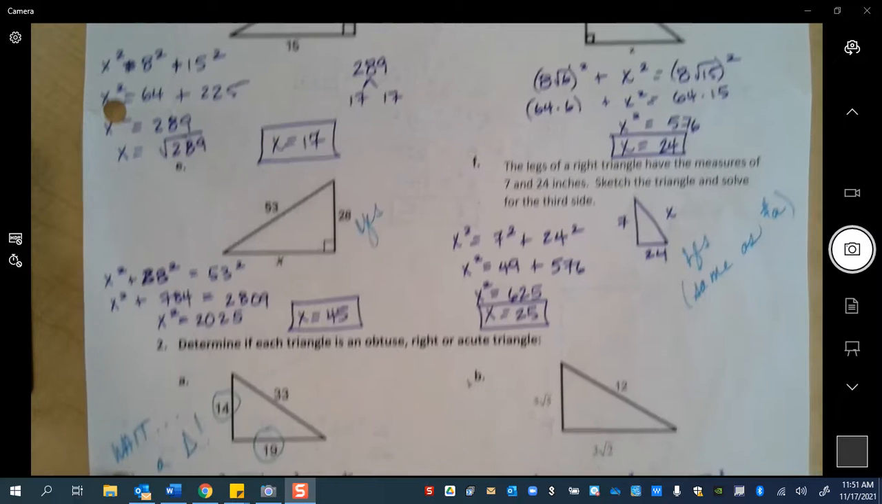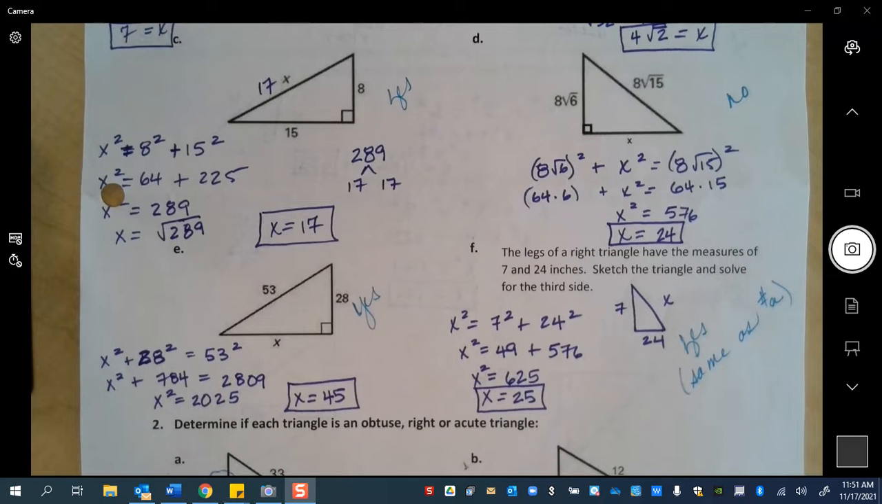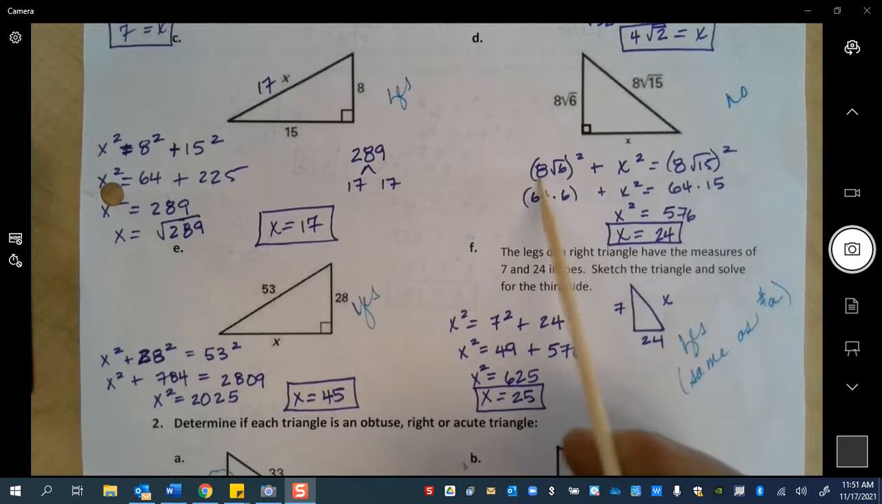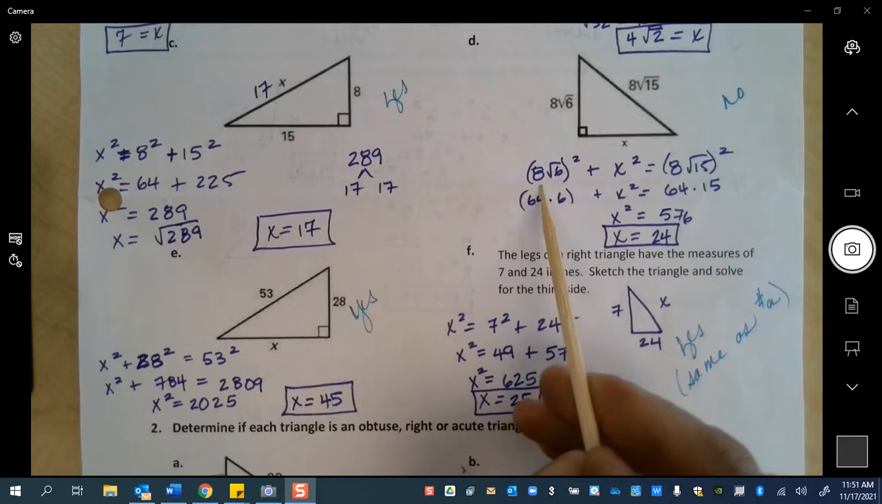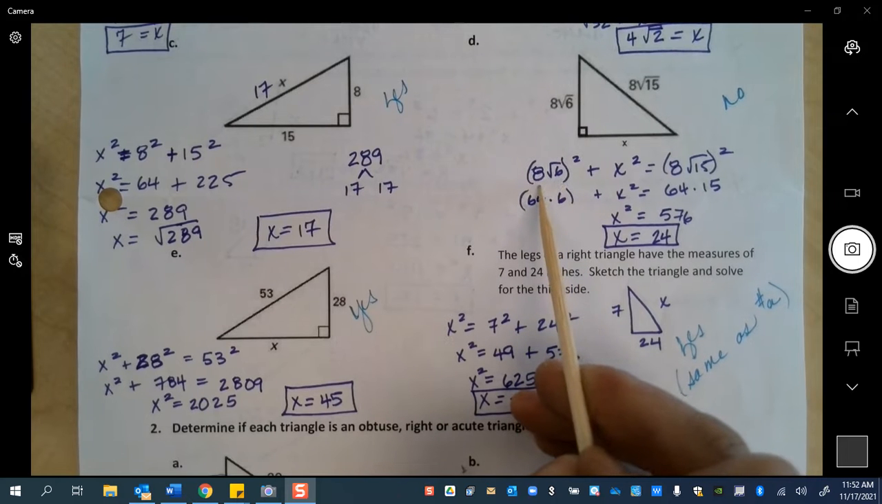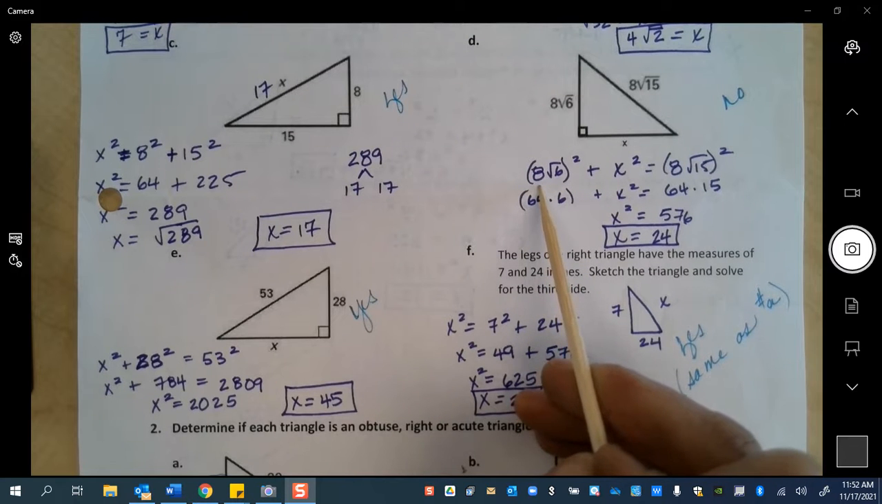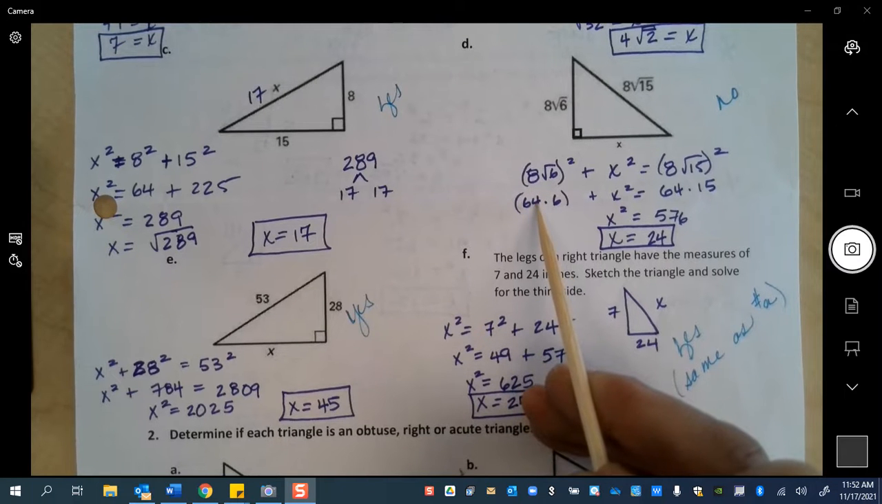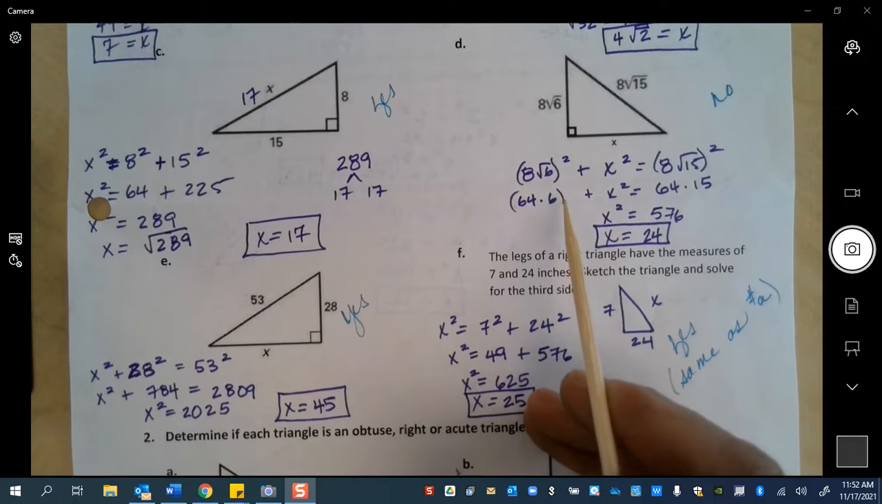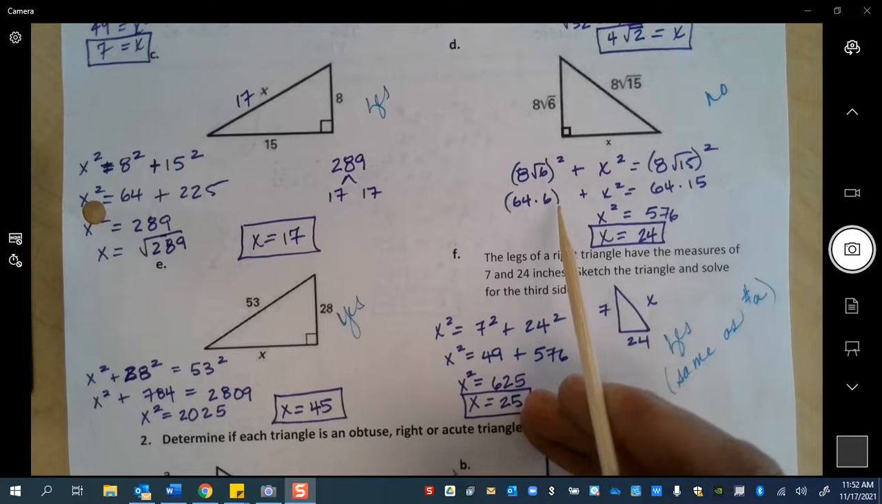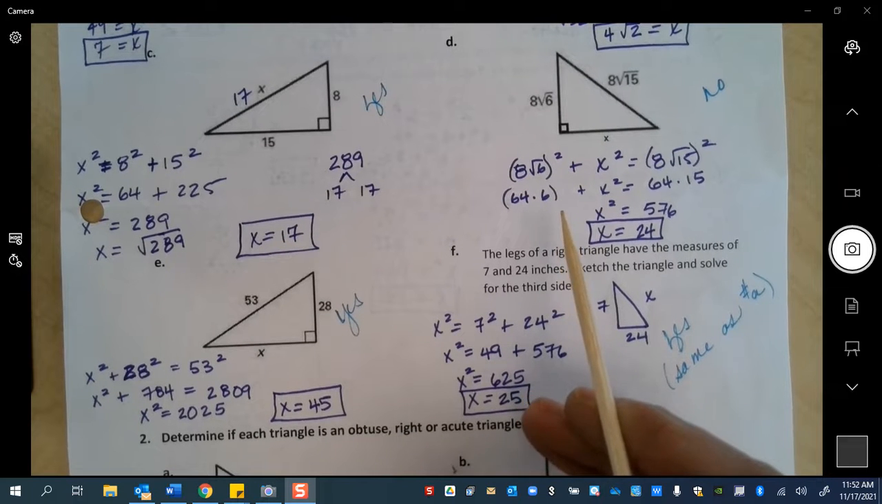How did you get 64.6 out of? Okay, because when I square this, the exponent travels to each factor. So this is 8. So when I square 8 root 6, that's 8 root 6 times 8 root 6. 8 times 8 is 64. Root 6 times root 6 is 6. Now you can type that into the calculator. I just prefer to use my brain. Every chance I get to do math in my brain, I do.